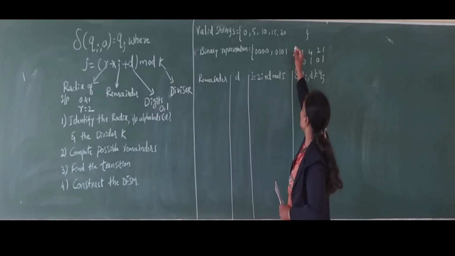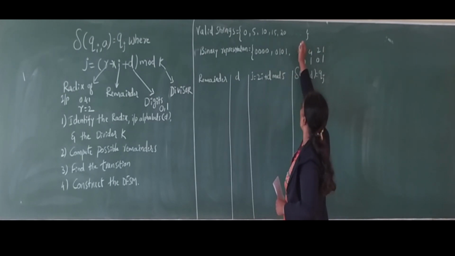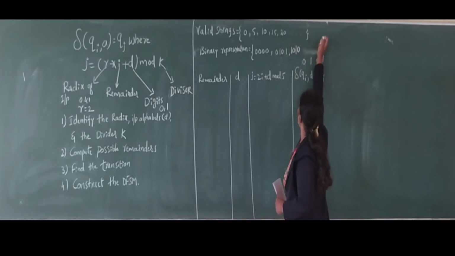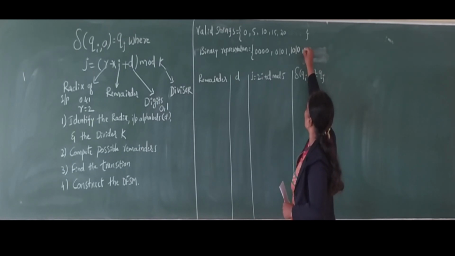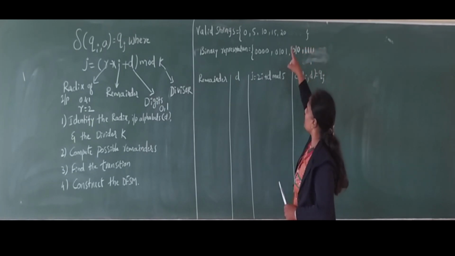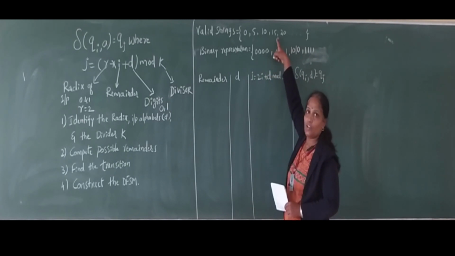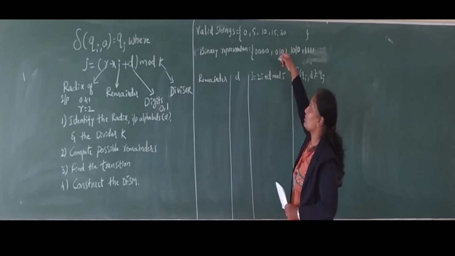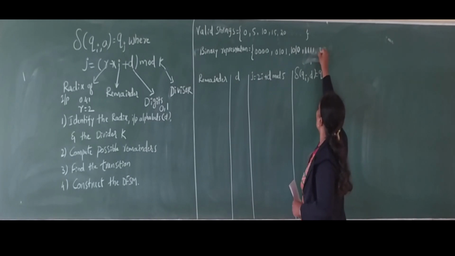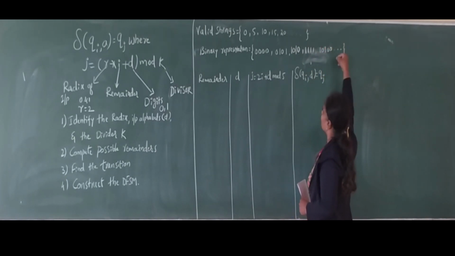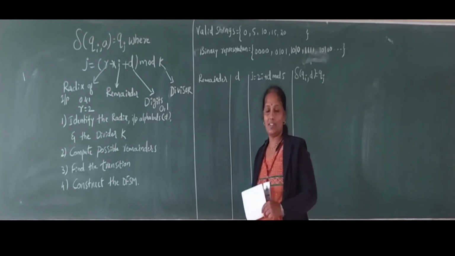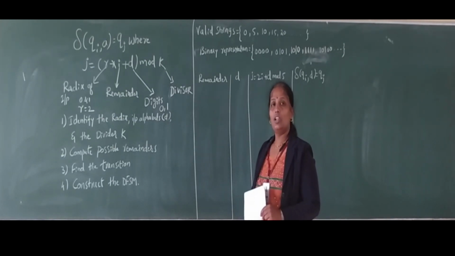Next, 10. For 10 what do I get? 1, 0, 1, 0. After that, 15 is represented as 1, 1, 1, 1. So these are the binary representations of the decimal numbers. Next, 20 is 1, 0, 1, 0, 0, and so on. So these are the valid strings in the language.